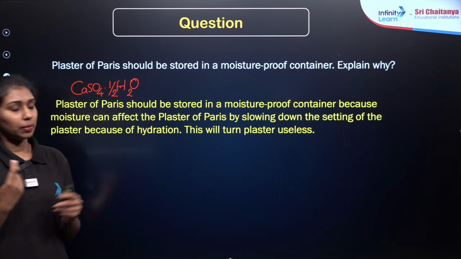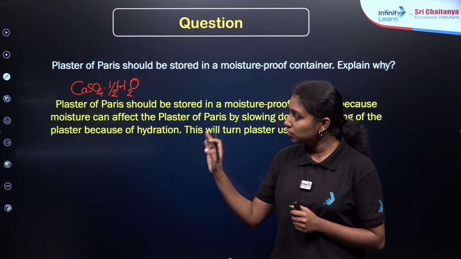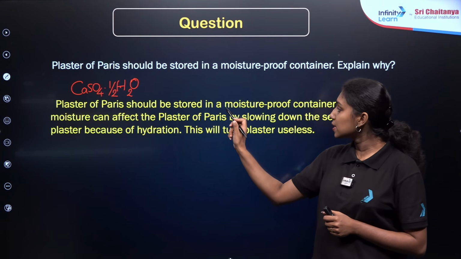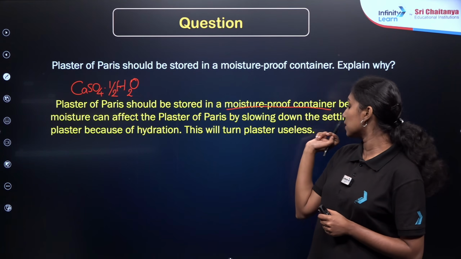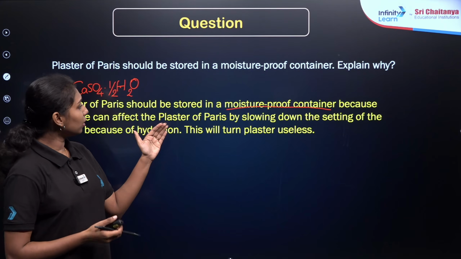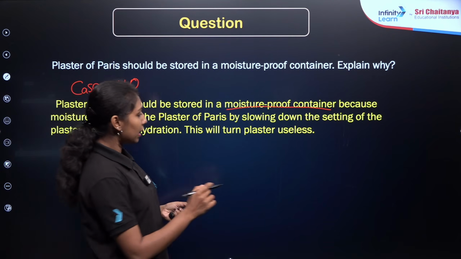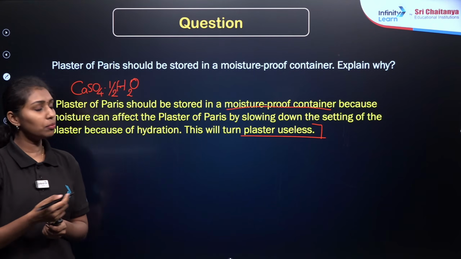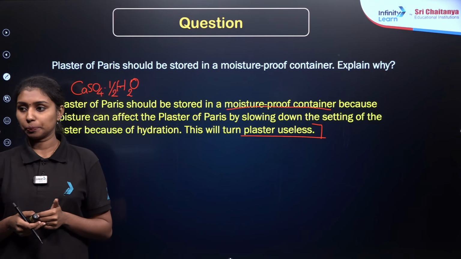We have studied the reaction between water and Plaster of Paris, right? It reacts with water easily to form gypsum. So Plaster of Paris should be stored in a moisture-proof container because moisture can affect it by slowing down its setting because of hydration. Whenever it is treated with water, it changes to gypsum, which turns the Plaster of Paris useless. That's why we store it in a moisture-proof container, to avoid hydration and the formation of gypsum.